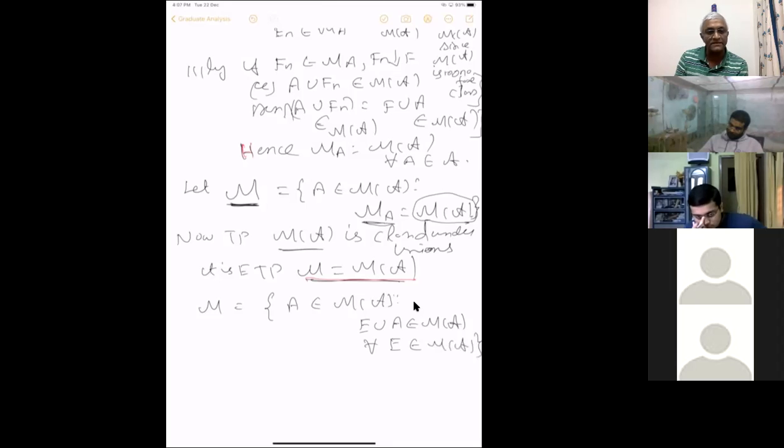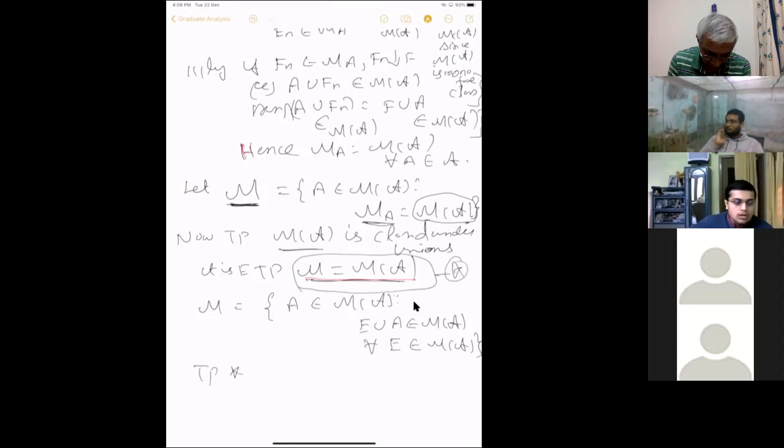That's what M is. M by definition is this. If you write the definition, that is what it is. Now you just have to verify it. So to prove that, it's enough to prove this. Maybe you call it star. So now to prove star, it's enough to prove M is a monotone class. Again, the same thing.